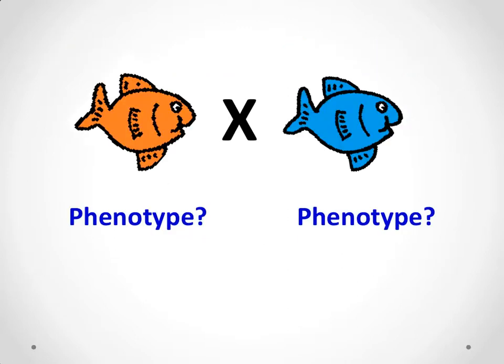Well, what's the phenotype of these fish? Well, that's easy. Just look at them. What's the difference? What's the phenotype of the fish on the left? This fish is orange, so its phenotype is orange. What about the fish on the right? What's its phenotype? This fish is blue, so its phenotype is blue.